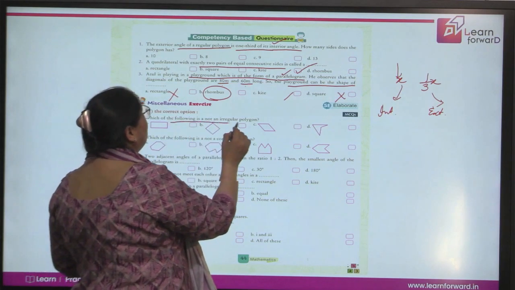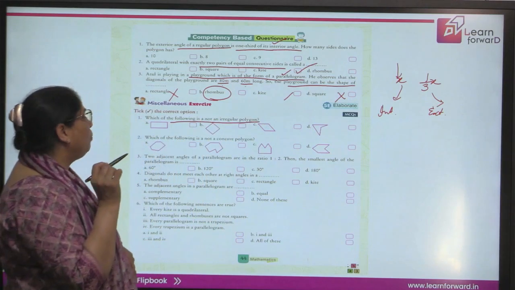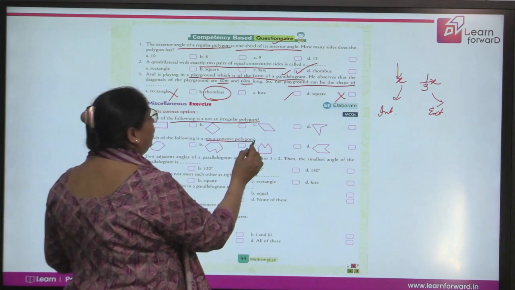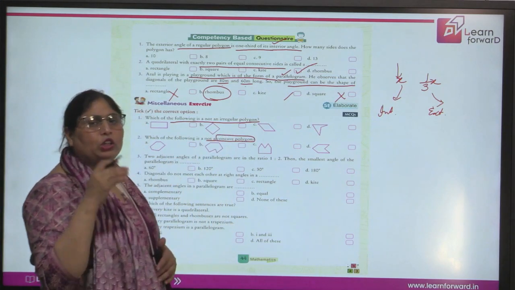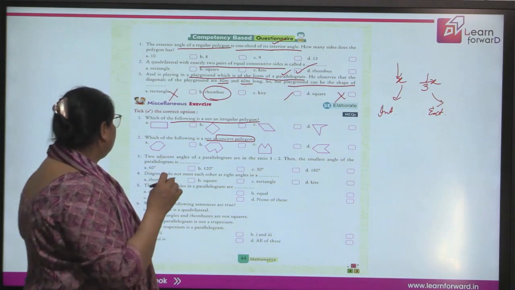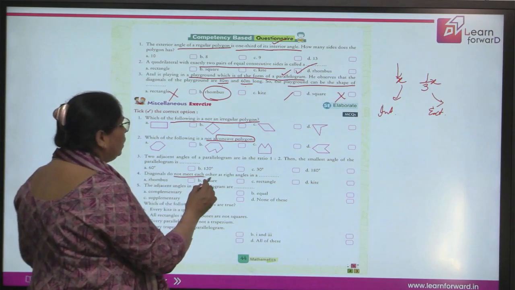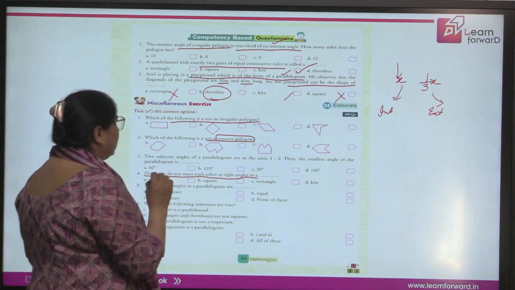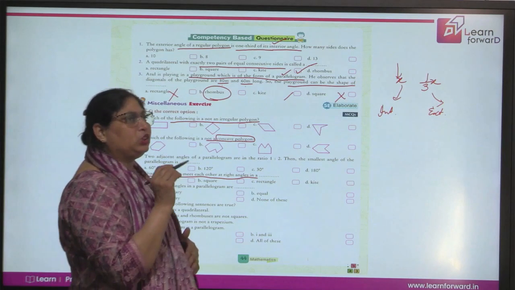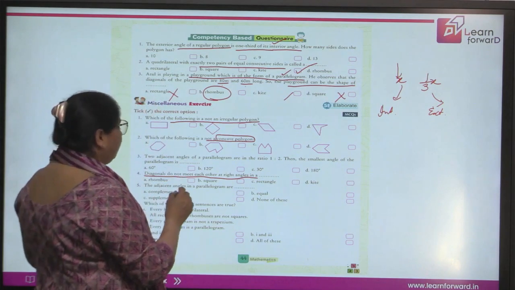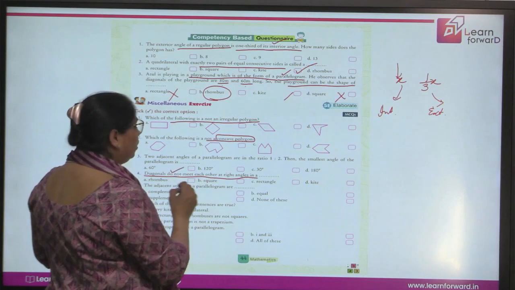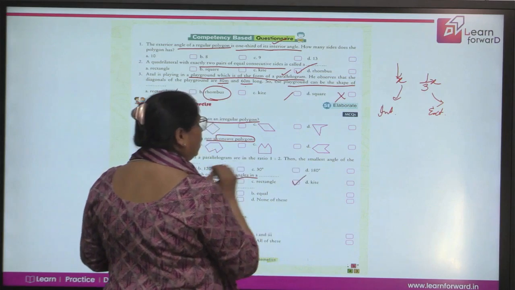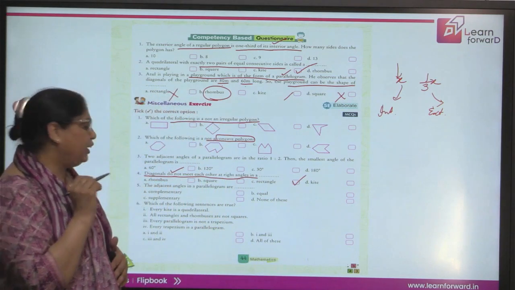Which of the following is not an irregular polygon? Irregular polygon you can find out. And which is not a concave polygon? You must be knowing the difference between concave and convex polygons. Diagonals do not meet each other at 90 degrees. This is a very important point. I have already told you, the diagonals meet at 90 degrees in a square and a rhombus. In a kite also they meet at 90 degrees. In a rectangle, they do not meet at 90 degrees.